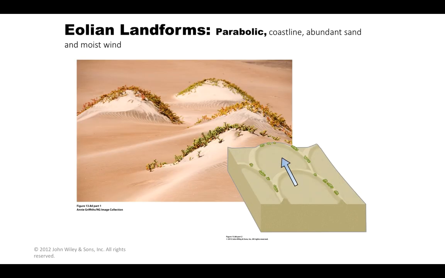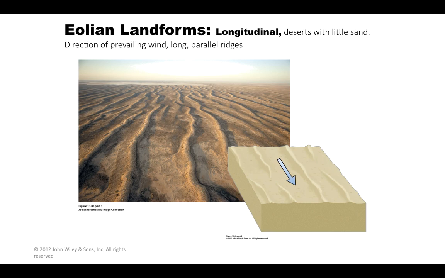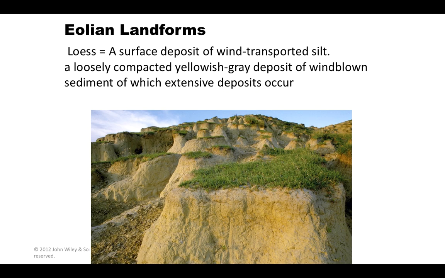Okay, parabolic we talked about. And then longitudinal, this is essentially desert pavement. This is what desert pavement would look like, what I was trying to describe earlier, where you have hard, compacted sand. You don't have a whole lot of loose particles moving around here. So in deserts with little sand, you've got one prevailing wind going in one direction, and you have these nice long parallel ridges, and they're going to be pretty hard.